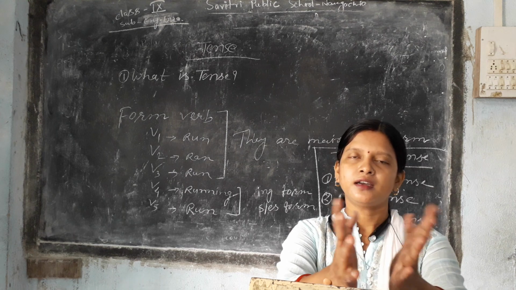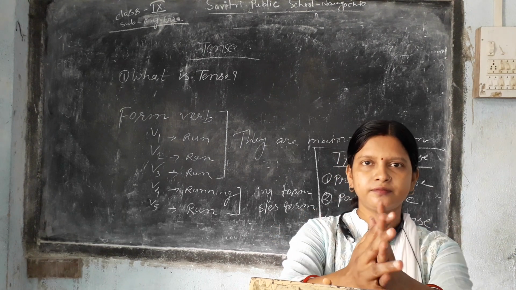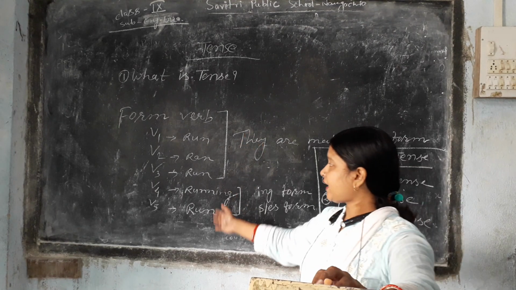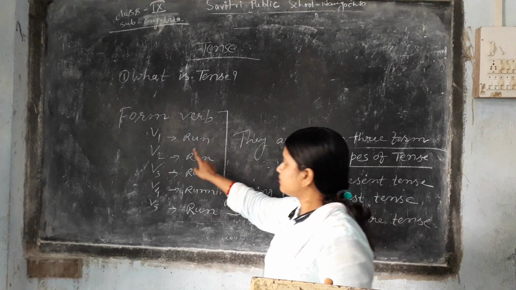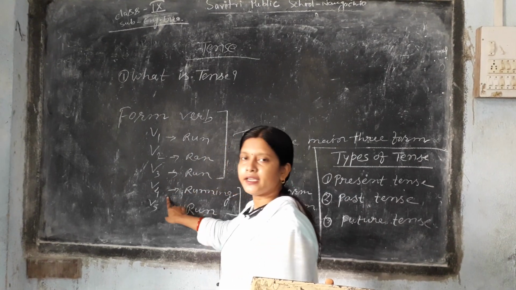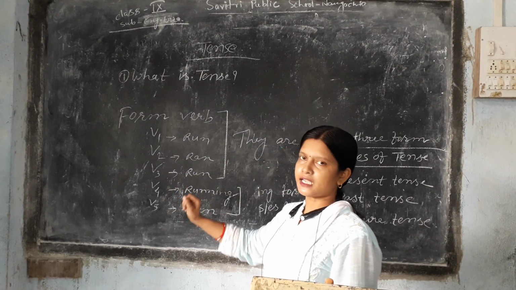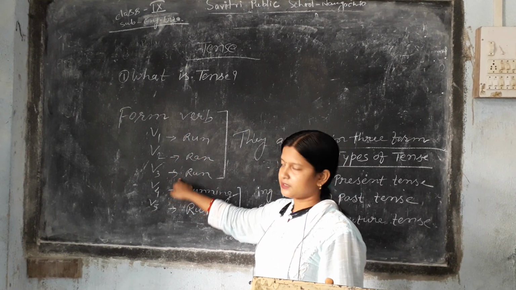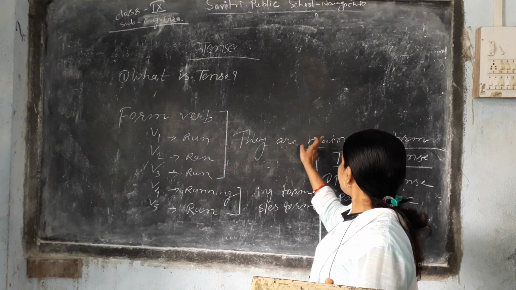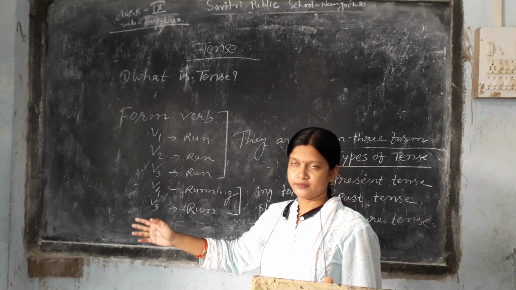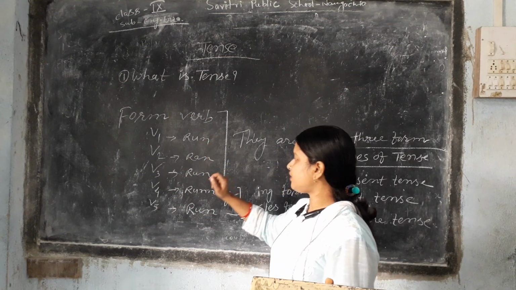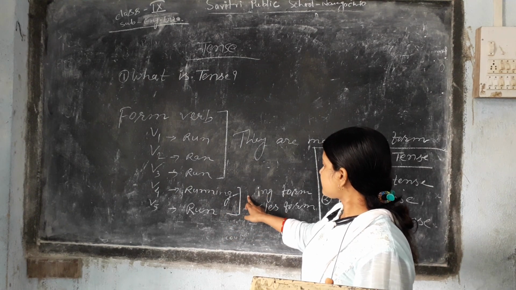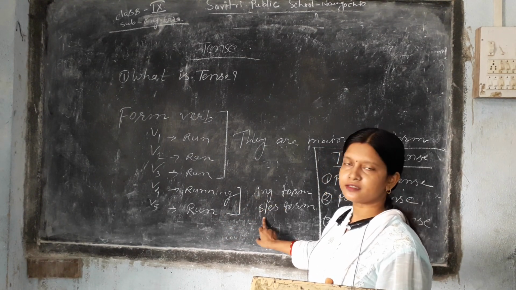with the different types of tense. See, here are the 5 forms of the verb: V1, V2, V3, V4 and V5. In previous classes we have already learned these 3 types of verbs. These 3 types of verbs are the main 3 forms of verb, and apart from these main 3 forms, there are 2 more forms of verb. First, ing form, and next s or es form.